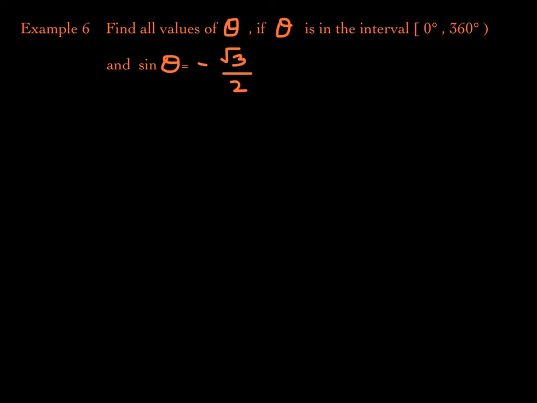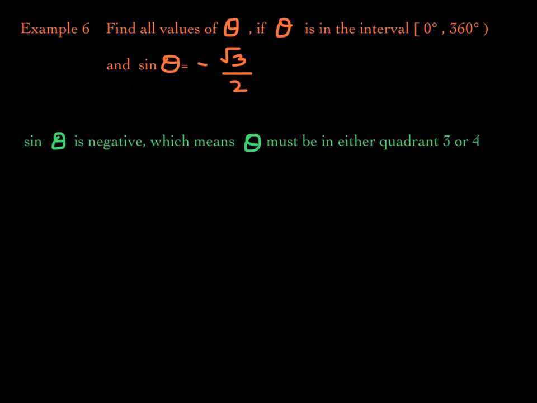Let's start with this statement here, that sine of theta is a negative value. First of all, sine of theta is negative. This means that theta must be an angle in either quadrant 3 or 4. Remember, all students take calculus. Sine is negative in quadrant 3 or 4. So this theta, this angle right here that you and I need to find, must be in either quadrant 3 or quadrant 4.